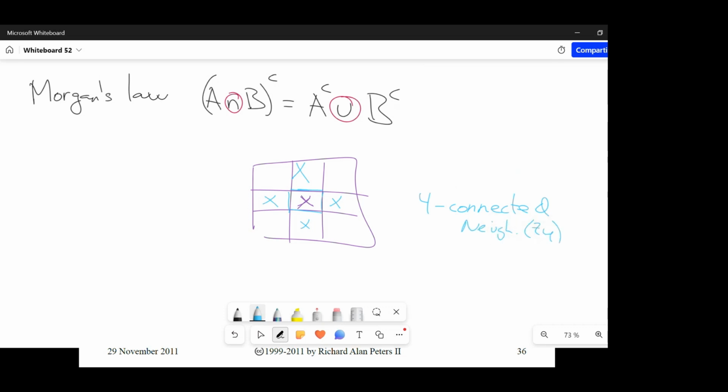This section. Then we have the 8 connected neighborhood. The 8 connected neighborhood is the 4 connected neighborhood, but also this one. The 8 connected neighborhoods share edges and corners, and the 4 connected neighborhoods only share edges.